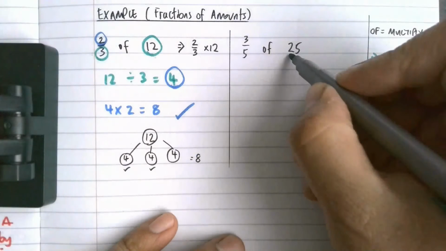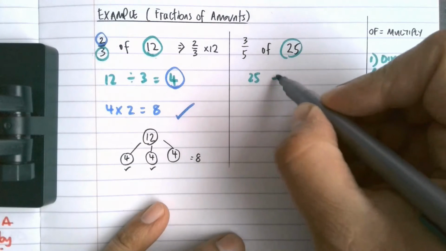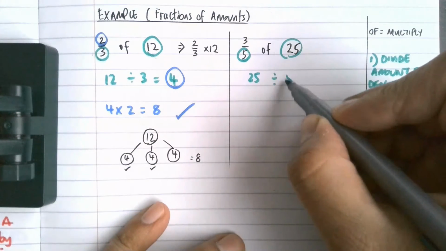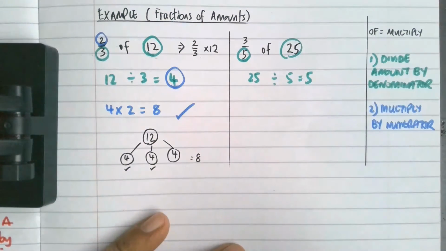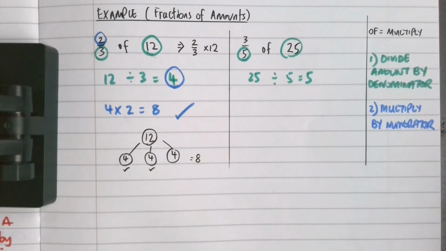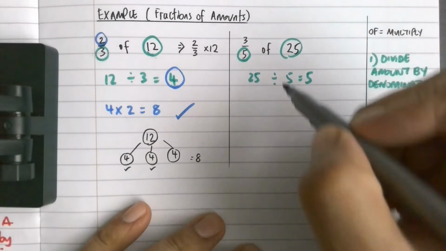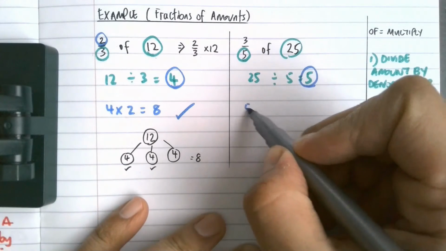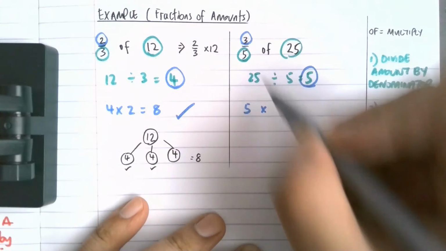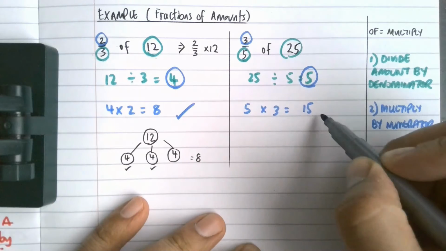For the second example, we're going to divide 25 by 5. We want to split 25 into 5 equal parts. That means each part is going to be 5. Second step will be to multiply by the denominator. Not the denominator, sorry. We're going to multiply with the numerator. So 5 times 3 is going to be 15.